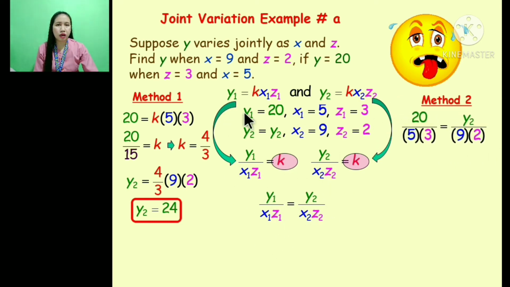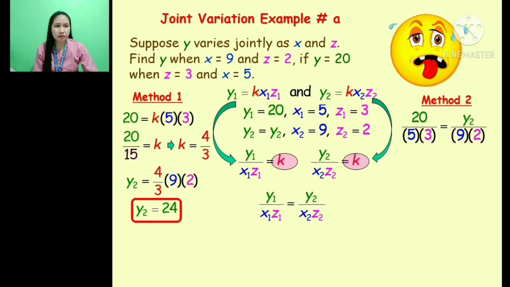We have y sub 1, which is 20. Next, x sub 1, we have 5. And z sub 1, we have 3. Next, at the right side, we have y sub 2. We don't have y sub 2, so let's just simply write y sub 2. Next, we have x sub 2. We have 9. And z sub 2, we have 2.